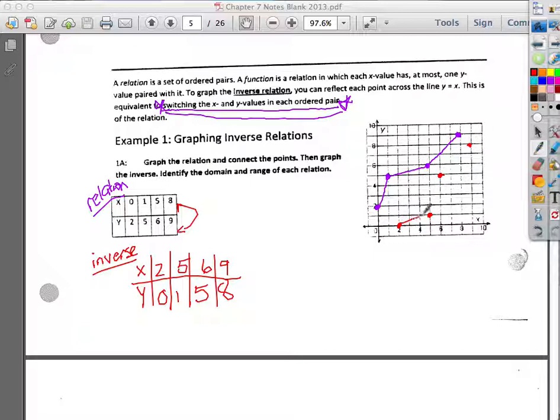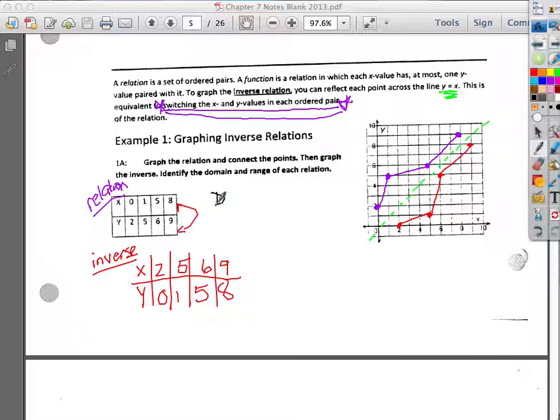Let's connect those. And notice across the line y equals x, and I'll put that in some fun light green, we have a lot of symmetry going on here, right? If you folded that down the middle, the relation would match up perfectly with the inverse that you have.